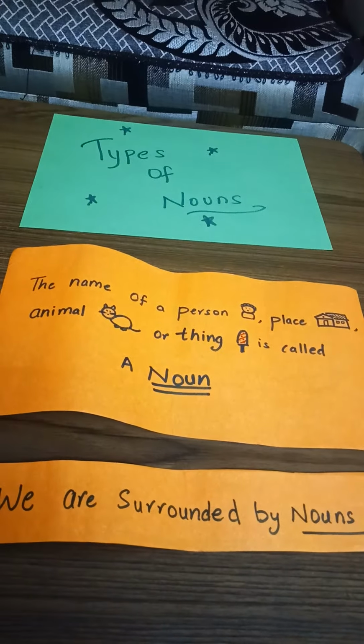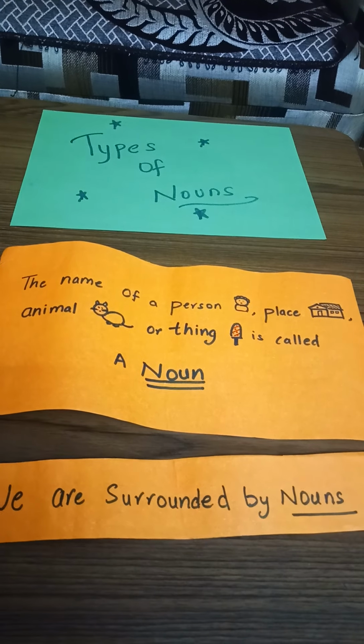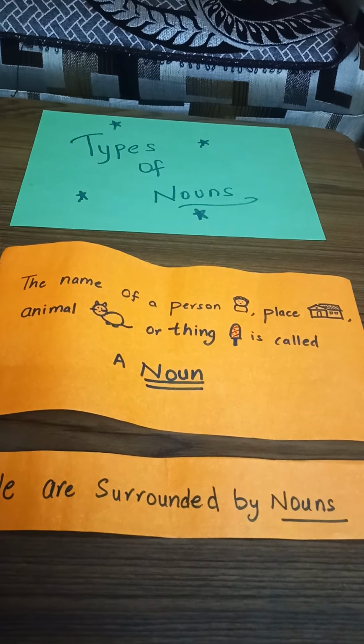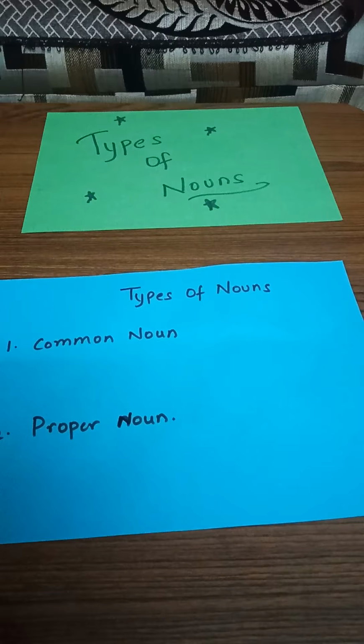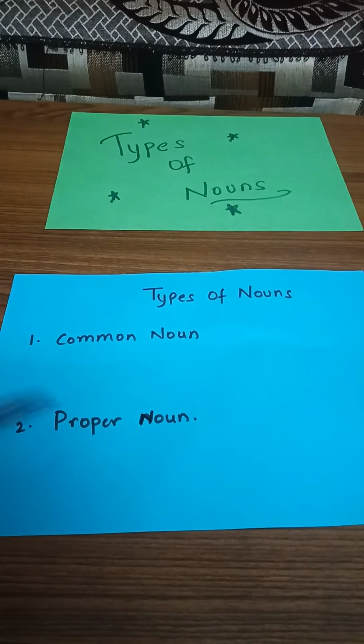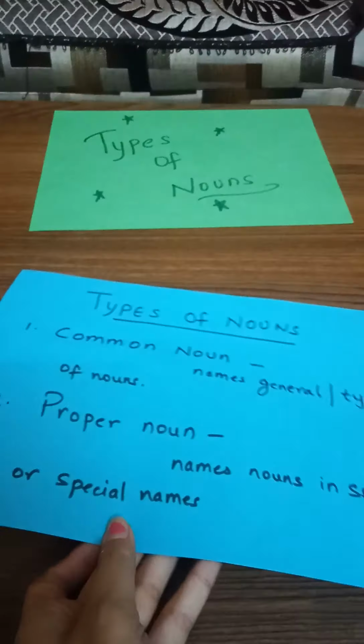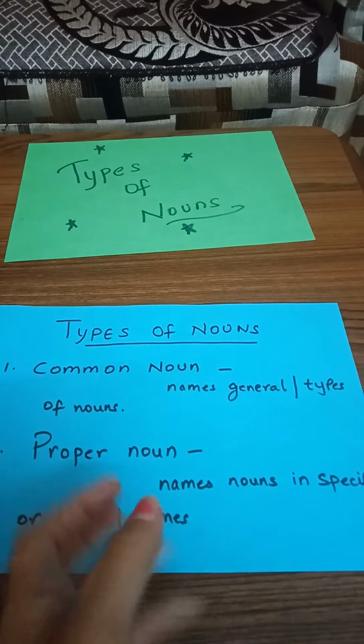But the way we have our nickname at home, nouns also have their nickname. They are also called naming words. Let's explore more about types of nouns. Children, there are two types of nouns, common noun and proper noun. A common noun names general types of nouns.